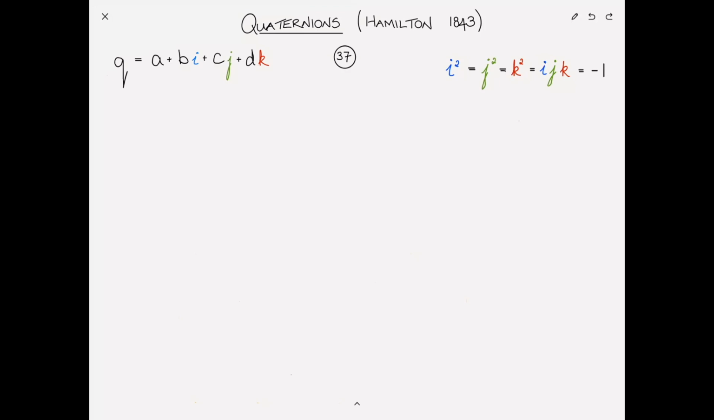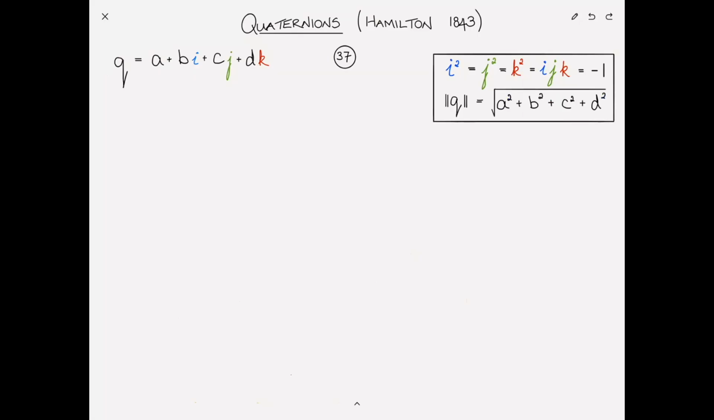I should also mention at this point that the magnitude of a quaternion, much like the magnitude of a complex number or a vector, is equal to the square root of its components squared. Put a box around that and give it a number, 38. And quaternions really were inspired by the works of Euler, because of course everything was in those days, and also Cauchy and Rodriguez, as mentioned earlier.